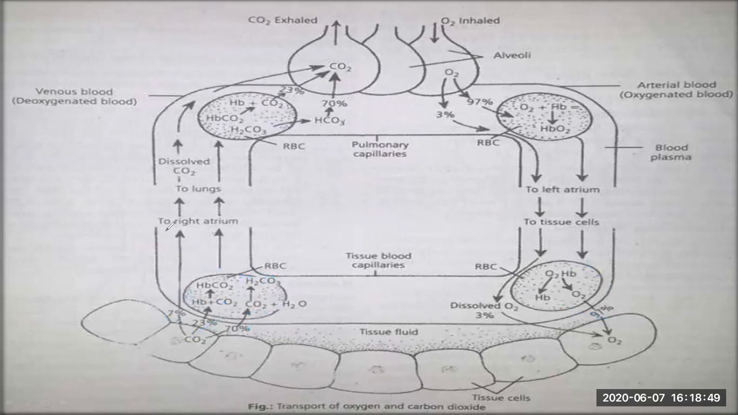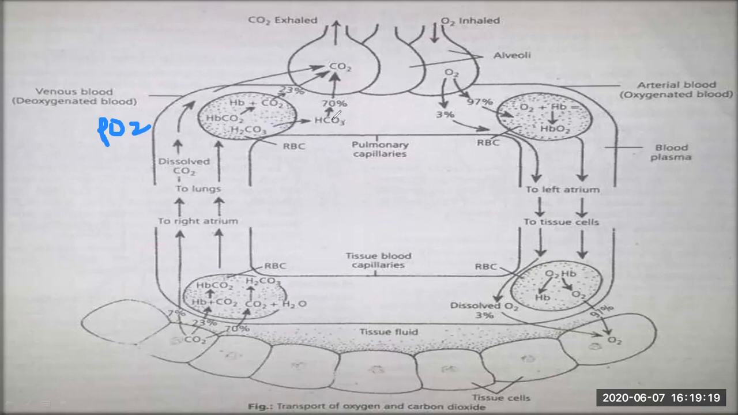Now this is the right atrium. From the right ventricle one artery arises, and this artery always carries deoxygenated blood, where the concentration of oxygen is low, only 40 mmHg, and the concentration of CO2 is higher, about 45 mmHg. So that's why this blood is deoxygenated.